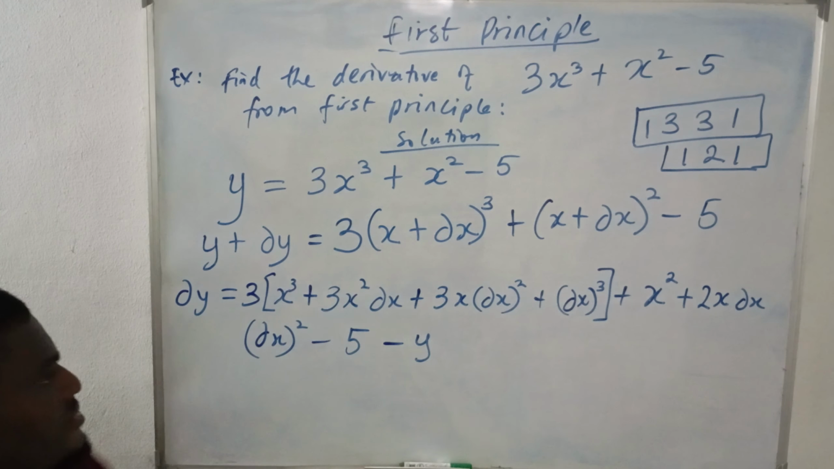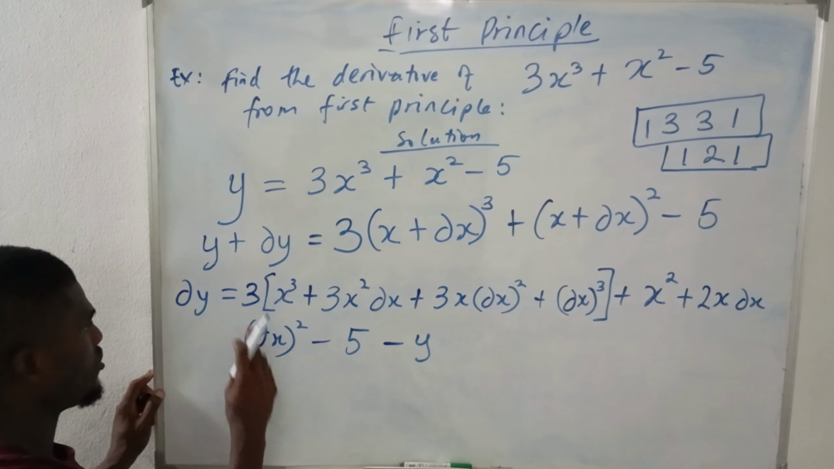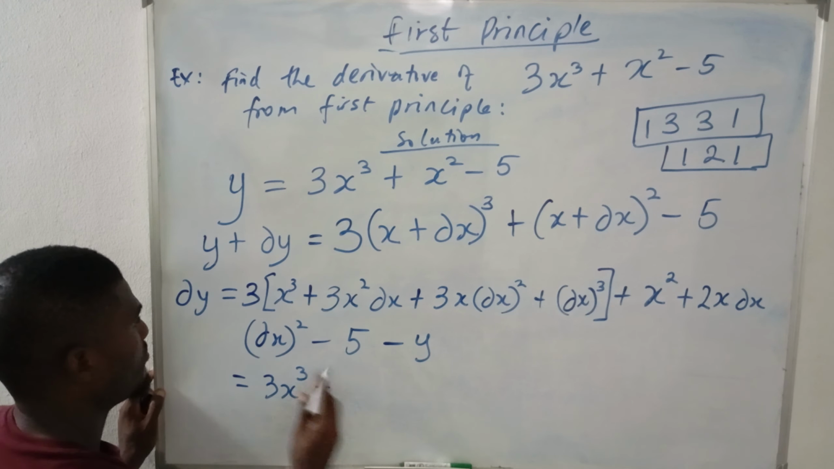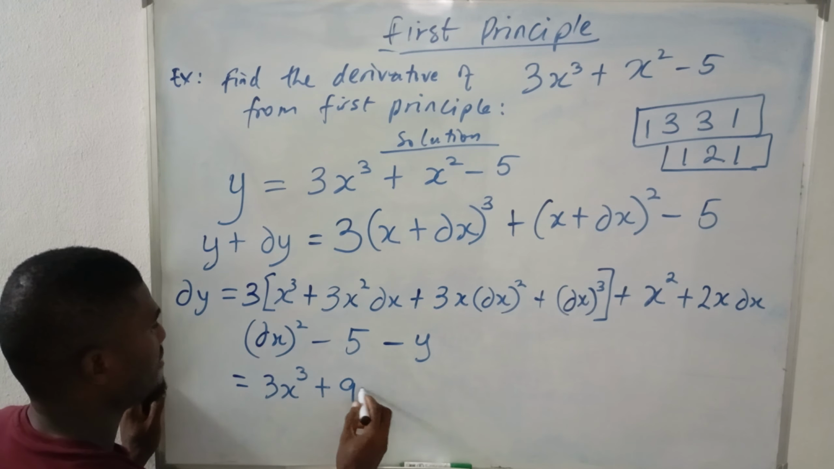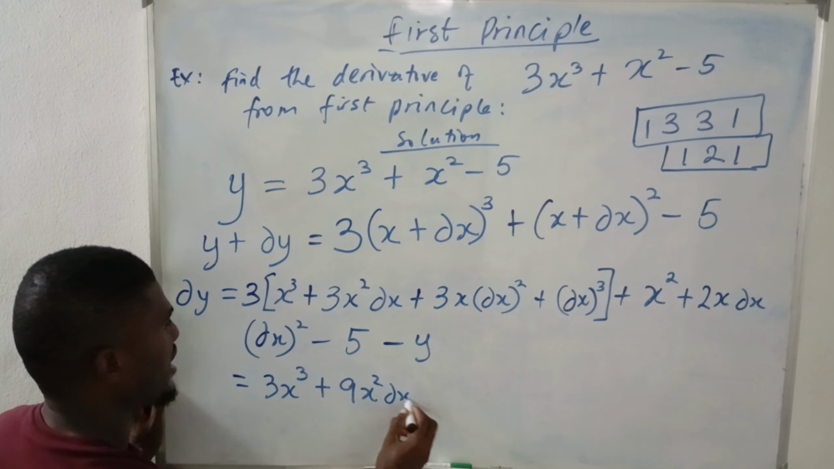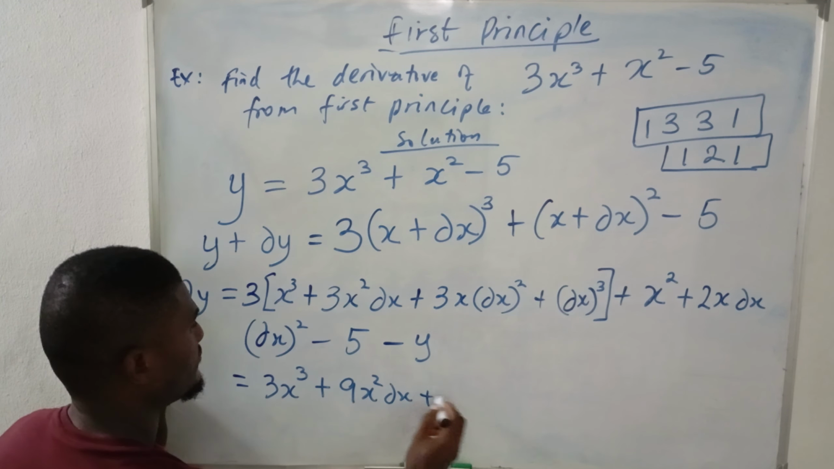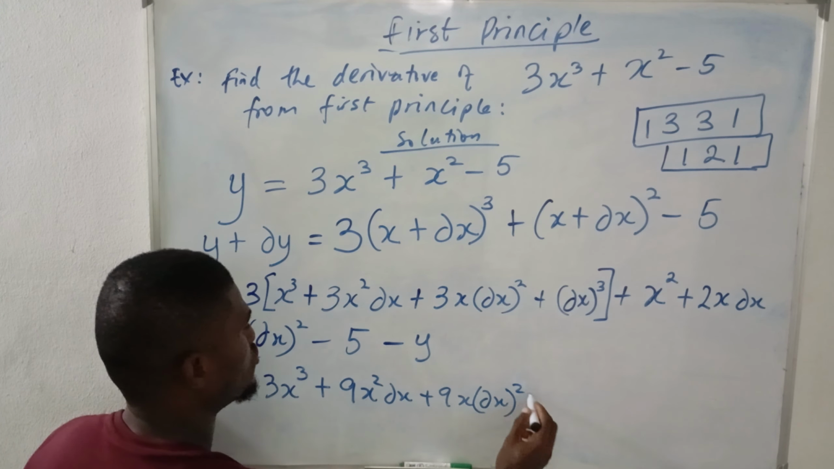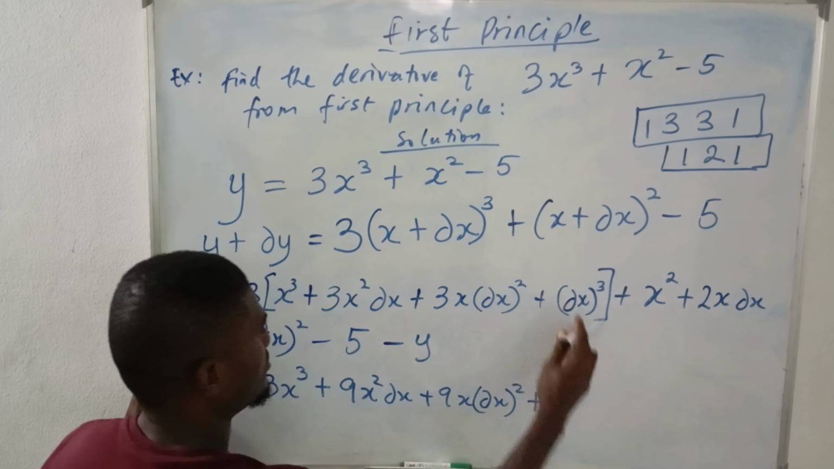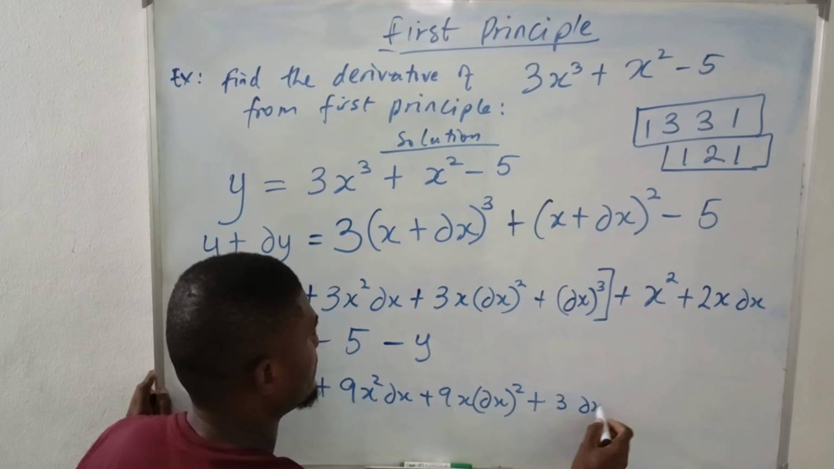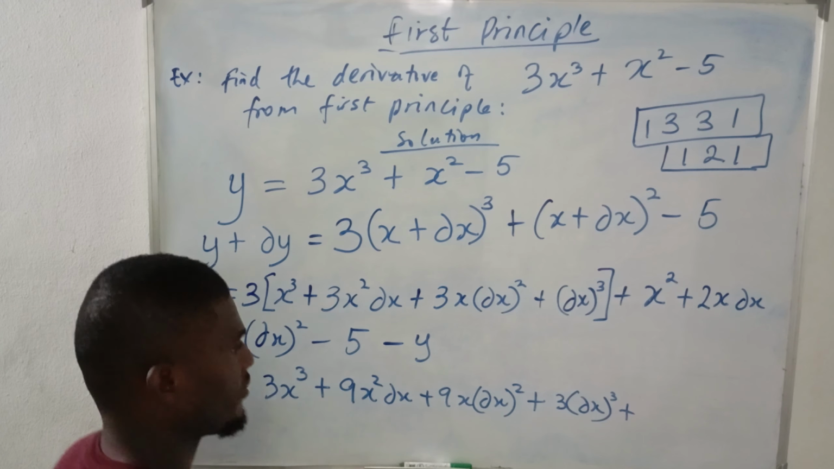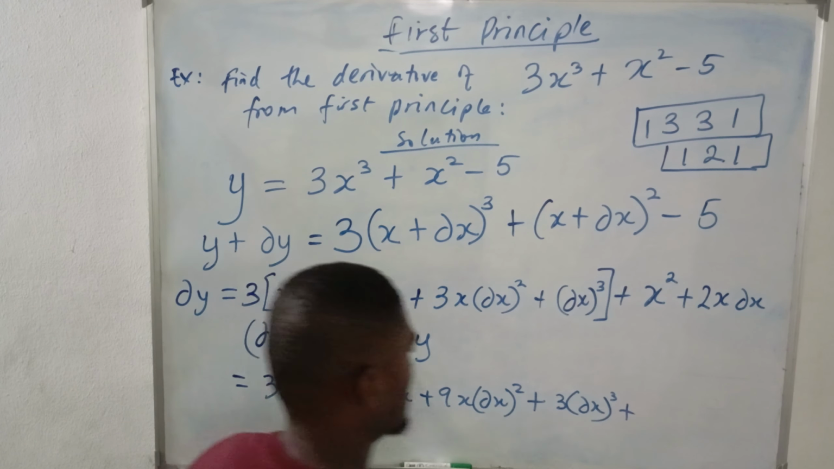Now let's expand this. So this becomes 3x cubed plus 9x squared dx, plus 9x dx to the power of 2, plus 3 dx to the power of 3. Then we write this down.